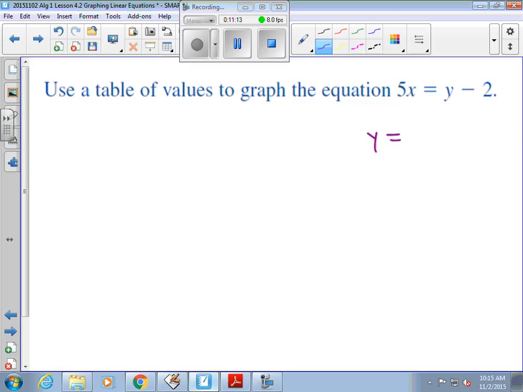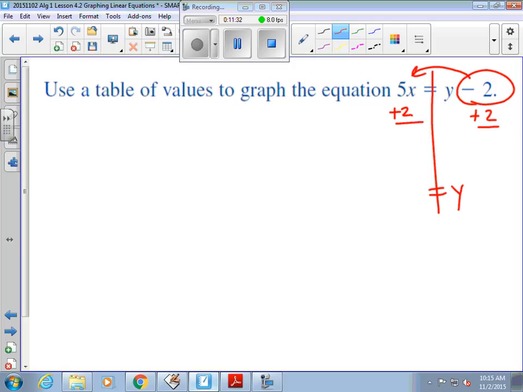Okay, the first thing you need to do is move 5x over. Or we want to get y by itself. Now, look how y is over there with negative 2. Instead of moving 5x over, if we want to get y by itself, let's move over negative 2 by adding 2 to both sides. So plus 2 and plus 2. Remember, we don't get 7x. Those are not like terms. So we get y equals 5x plus 2.